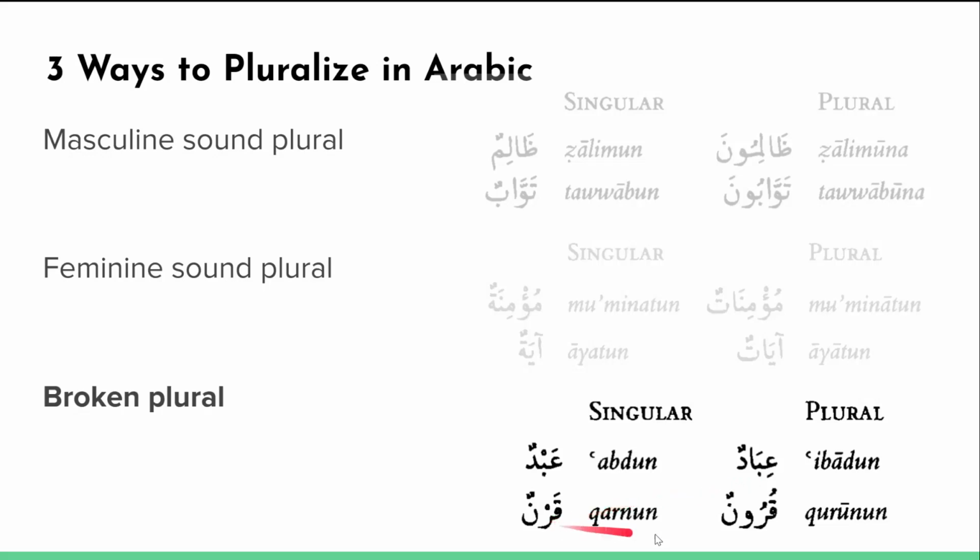You might think that qarnun qurunun sounds like a masculine plural because it has the un, but you'll notice that the una didn't get added to the ending of qarnun. It's not that it became qarnuna, which would be the masculine sound plural. This is different. There's a waw inserted in the middle: qurunun. And there's many such types of patterns. Kitabun becomes kutubun, rasul becomes rusulun, and you just kind of start to recognize these patterns as you learn more Arabic.